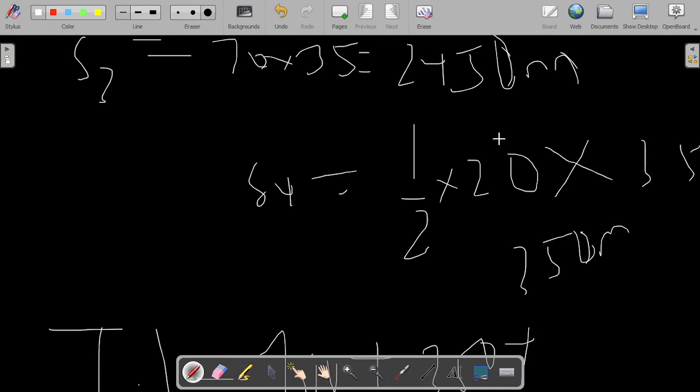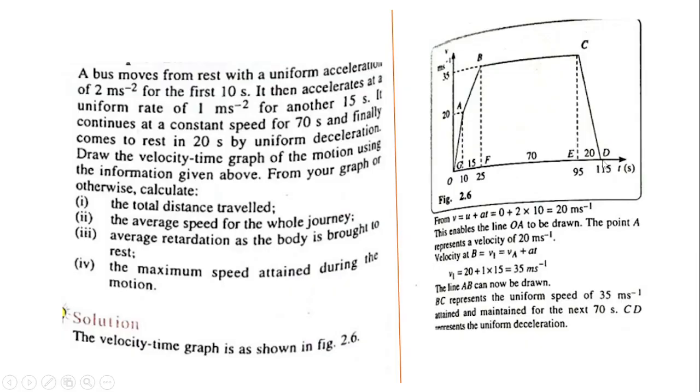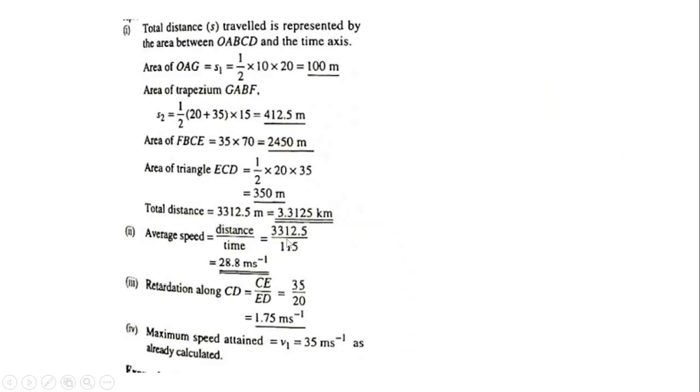So that's the total distance traveled, that's the answer for that. Now we have to calculate the average speed for the whole journey. Since we know the average speed is distance over time, and we've gotten the distance already, we divide it by the total time taken throughout the journey, which is from 0 to 115 here. So the average speed is equal to distance over time. It's 28.8 kilometers per hour.